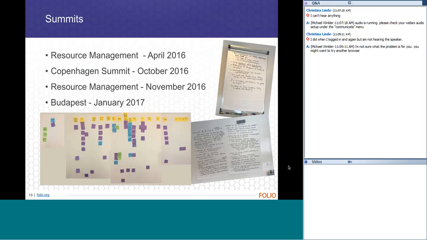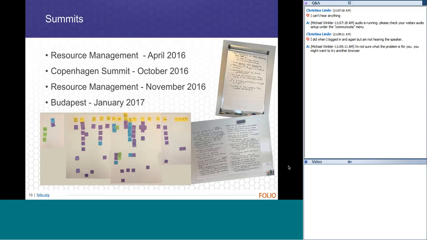So I joined and I went to a resource management summit, and I imagine some of the people from that summit are on the call today, in April last year. That's where all of this was completely fresh to me. I had some ideas, but this is where I started to get a handle on some of the challenges that libraries face.